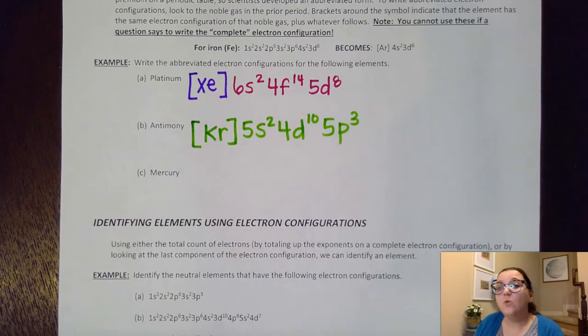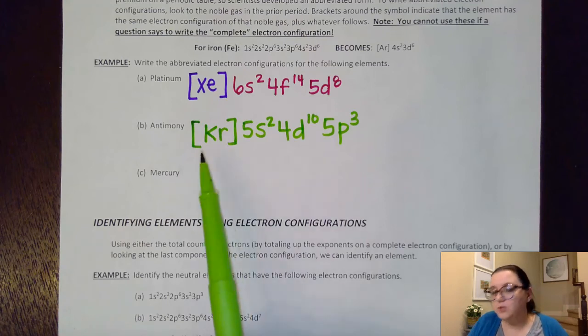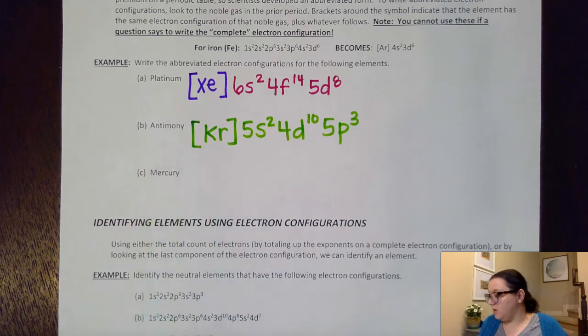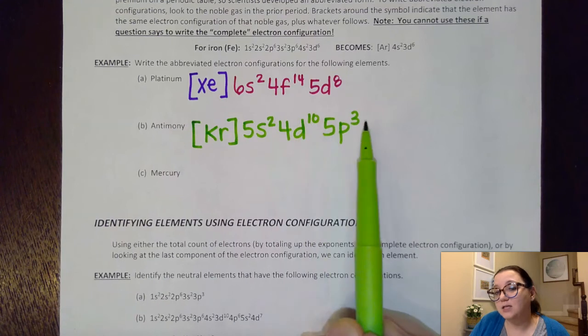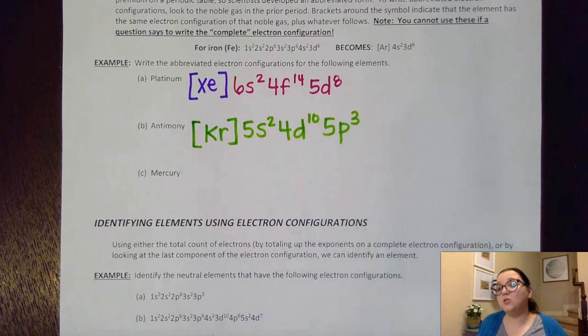Now, you are able to double check this with the same method we did before, as far as making sure I showed the correct number of electrons. I would use the atomic number for krypton, which happens to be 36, and then I can add it to my exponents to make sure that I've shown all the electrons that are in the antimony.